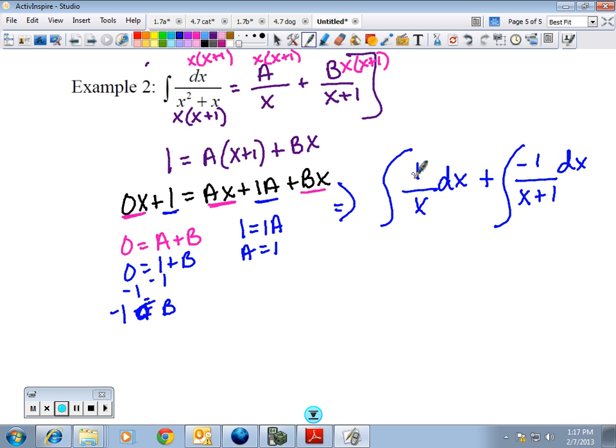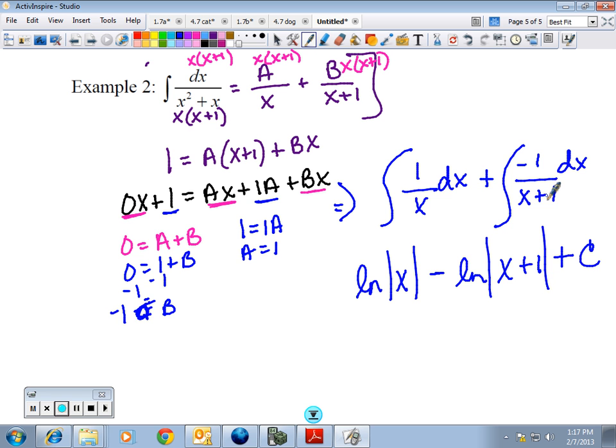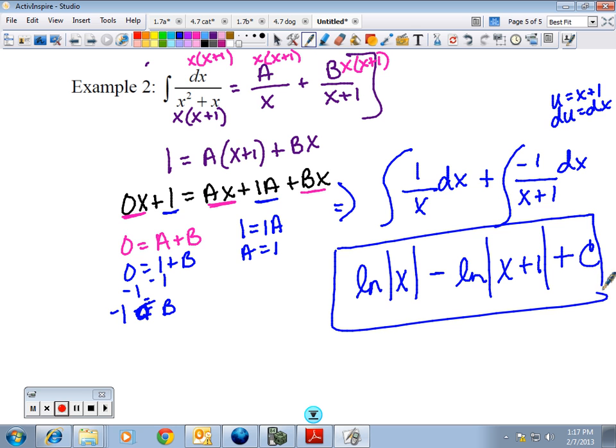And now I simply integrate. Well, that's easy. That's just the natural log of the absolute value of x. And then this minus really comes out, minus the natural log of x plus 1. If you don't see that that's the natural log of x plus 1, use a u du. Let your u be x plus 1, and let your du just be dx. And it falls apart. And that is all for example 2.